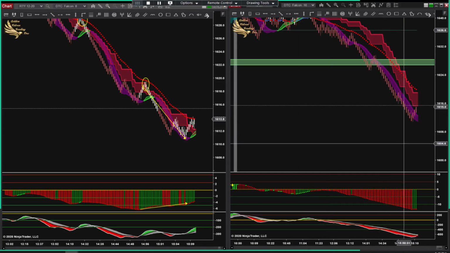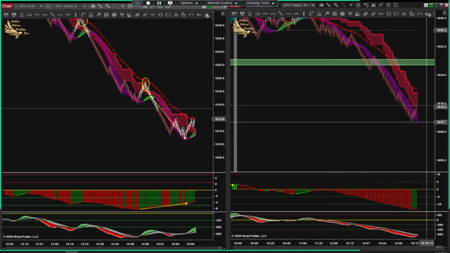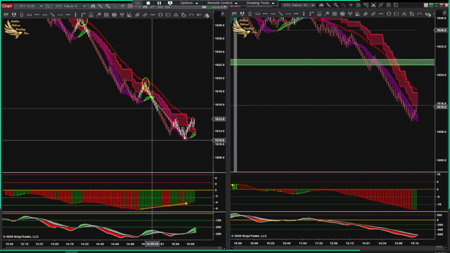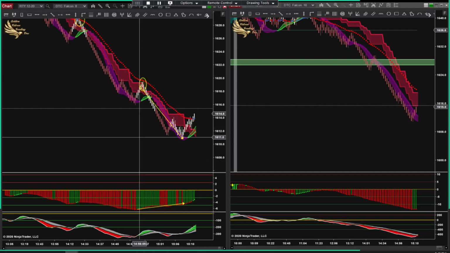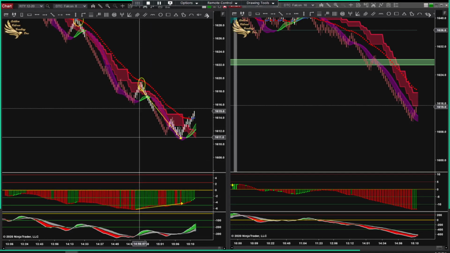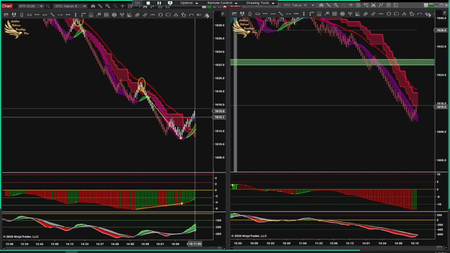Right there. Barely. Right about on it. So now let's see what happens on our 8. So we break the traveler right there. That to me is when we break it, where a bar prints on the other side of it. This wick bar inside of the traveler, I don't call that breaking the traveler.